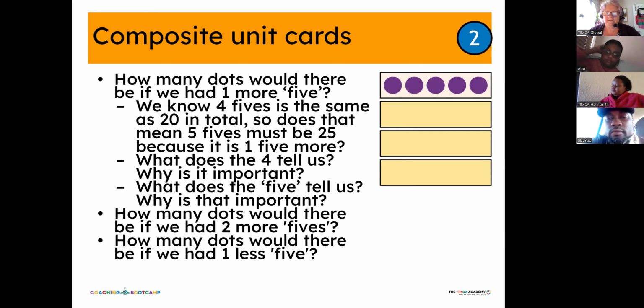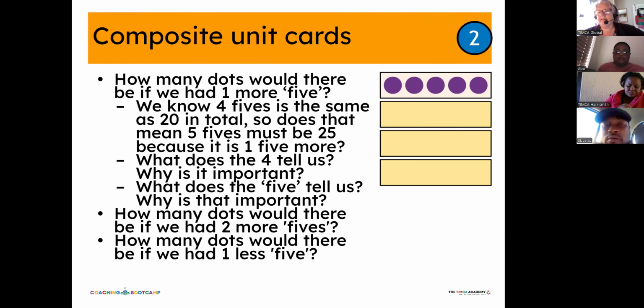And then this is a lovely one as well. How many dots would there be if we had 1 less 5? 1 less 5 from the 20. From the 20, from this, yeah. 15. Okay, how did you work that out? You would remove 1 row. Okay. So what did you say? 20 minus 5. Did you count 5, 10, 15? How did you do it? 20 minus 5. Okay, so again, there's more than one way of doing it, isn't there? Yep. Okay.